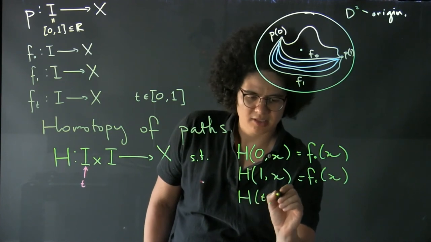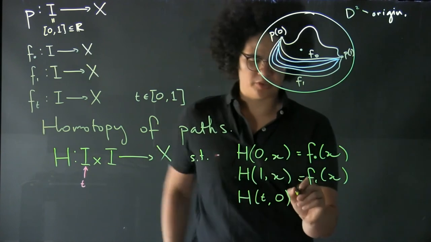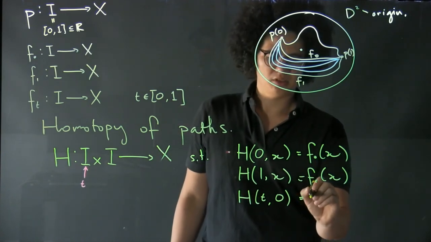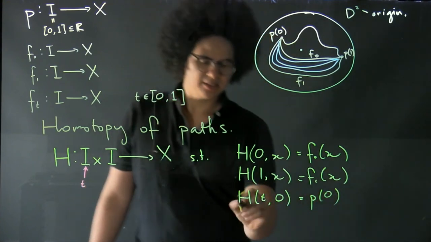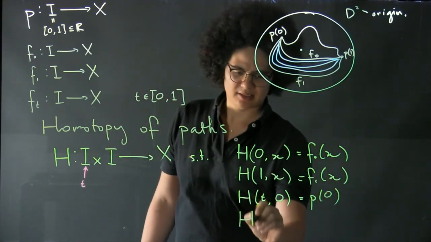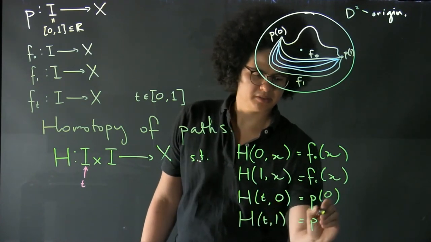and I want, for any t, all of them to be fixed at that point, so I want H_t(0) to be equal to p0, and H_t(1) to be p1.